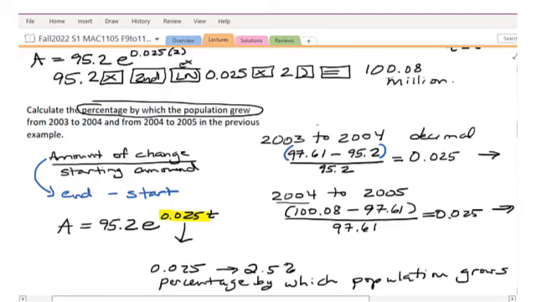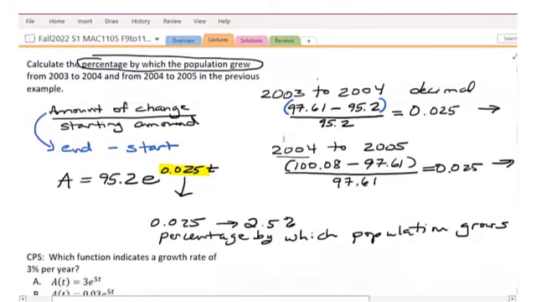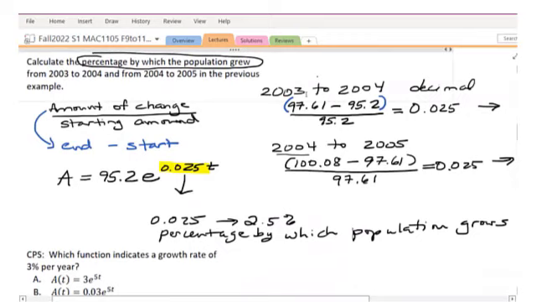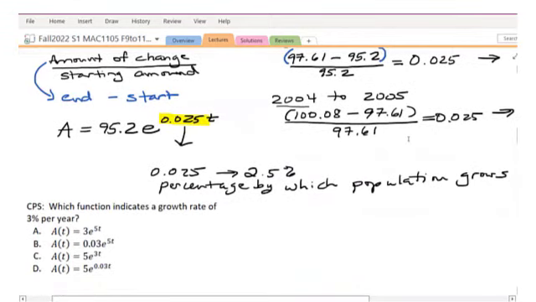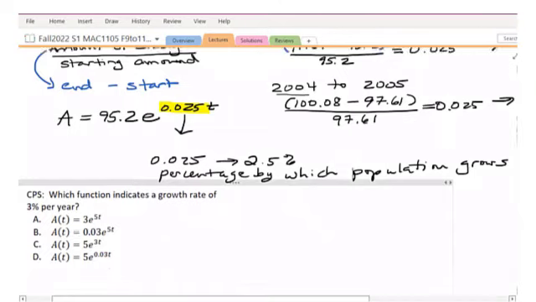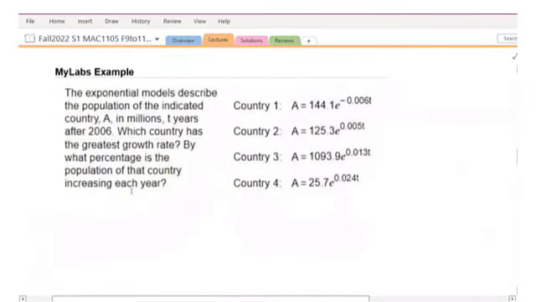So there's actually a problem in your homework, which is going to ask you exactly that. So let's practice. Oh, before we, yeah, I'm going to practice first, and I'll come back to that survey. Okay, so here's an example from my labs. It says the exponential models describe the population of the indicated country A in millions T years after 2006. Which country has the greatest growth rate? By what percentage is the population of that country increasing each year?